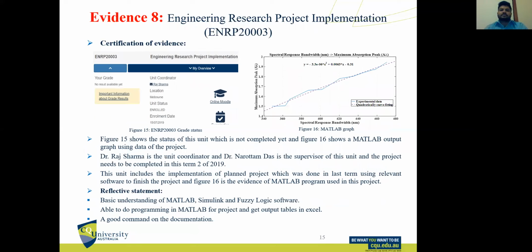This is evidence number 8, where I'm doing the engineering research project implementation at the moment. So I didn't get a grade for it as I'm doing it at the moment. But Dr. Raj Sharma is my unit coordinator, and Dr. Narottam Das is the supervisor of this unit. In this unit, I'm implementing the project which I already planned in the previous planning unit. I'm using MATLAB as well as Fuzzy Logic and Excel. Figure 16 shows the graph generated by MATLAB software.